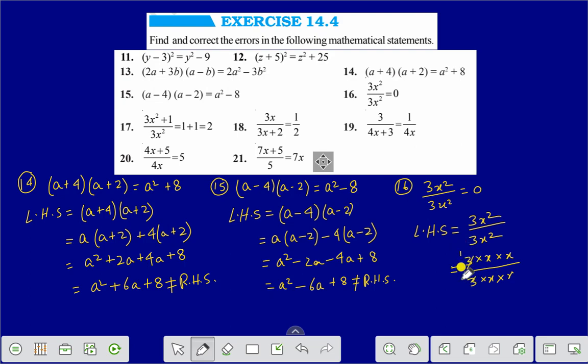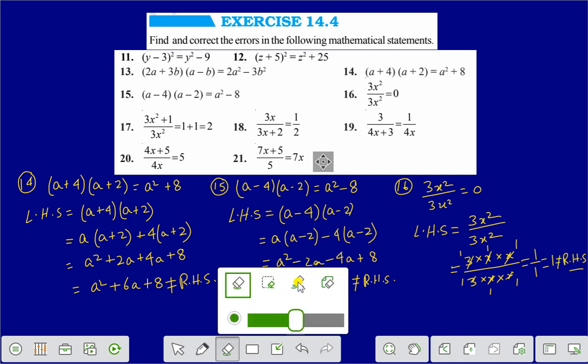These 3 will cancel. There is 1, 1. X will also cancel. 1, 1. X will also cancel. 1, 1. So we are getting 1 by 1, 1 by 1, which is equal to 1. And that is not equal to the right hand side, because the right hand side is given as 0. That is the error. Now we'll solve question number 17.